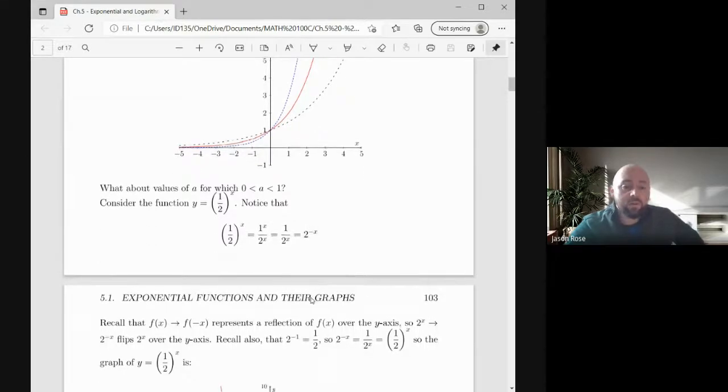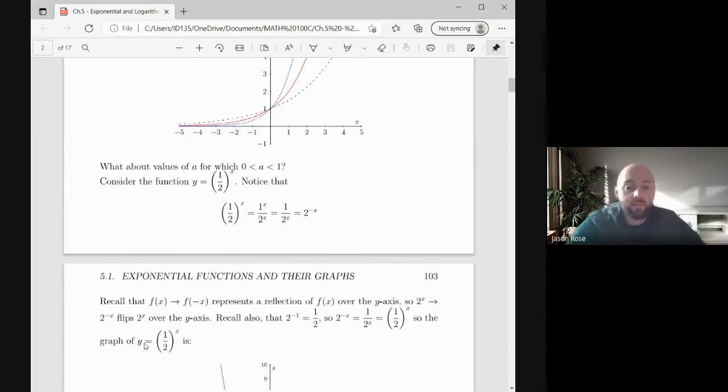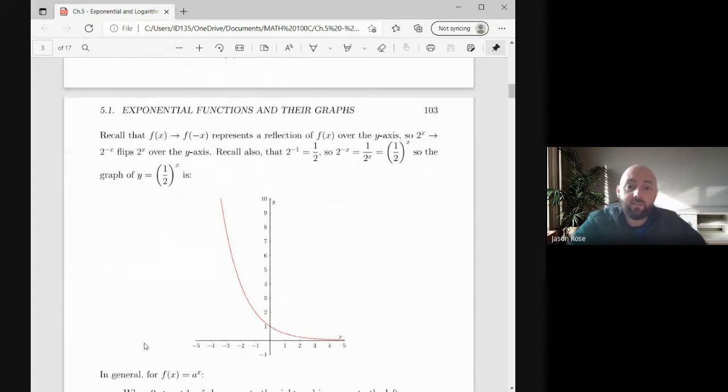Now is when I'm going to call you back to your transformations. Remember one of our transformations, we said that if you go from f of x to f of negative x, that represents a reflection over the y-axis. So 2 to the power of x being transformed to 2 to the power of negative x. That's like if you start with 2 to the power of x and mirror it over the y-axis and see what you get. So what you're actually going to get is this graph down here.